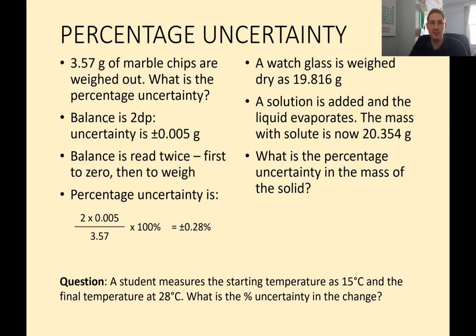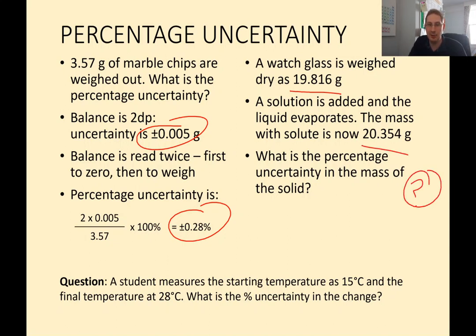Here we go, 3.57 grams marble chip weighed out. What's the percentage uncertainty? We know the reading each time, but the balance is read twice. So the percentage uncertainty, 0.28%. And you can work out the percentage uncertainty in the mass of the solid here. We've weighed the watch glass, we've weighed it at the end, and I'll let you work that out for yourself.